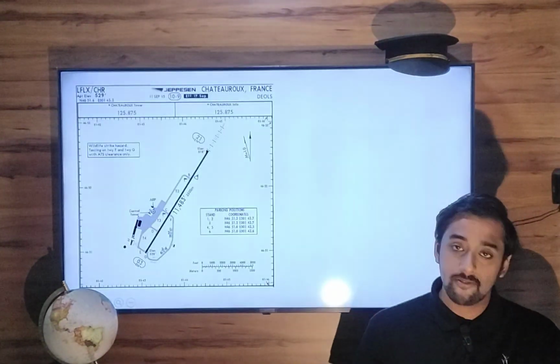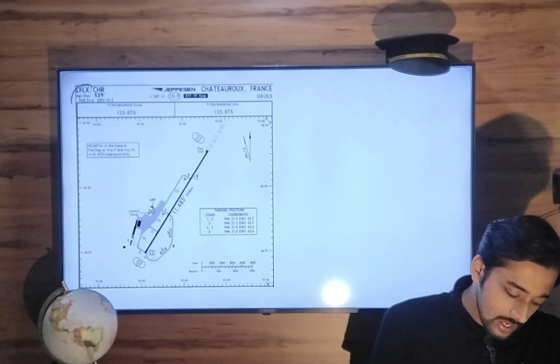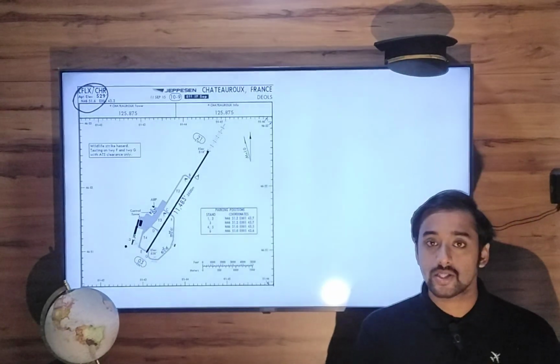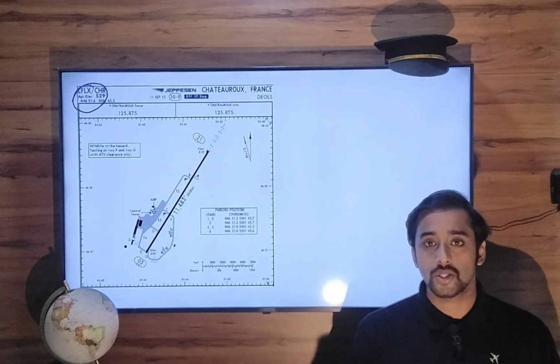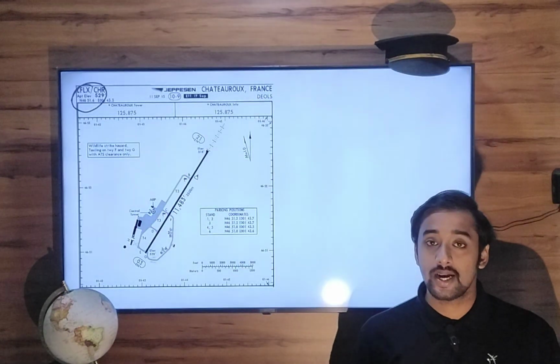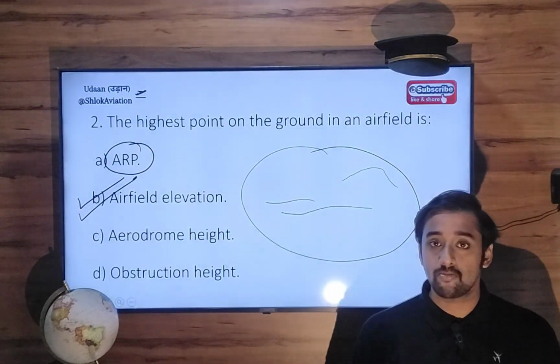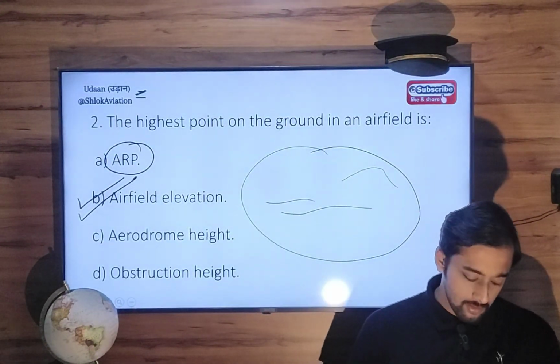You can see the airfield elevation, or airport elevation, given on airport charts, airport flight directory charts, and approach charts. Airport elevation is always mentioned. That airport elevation is the elevation of the highest point on that ground. Remember that.